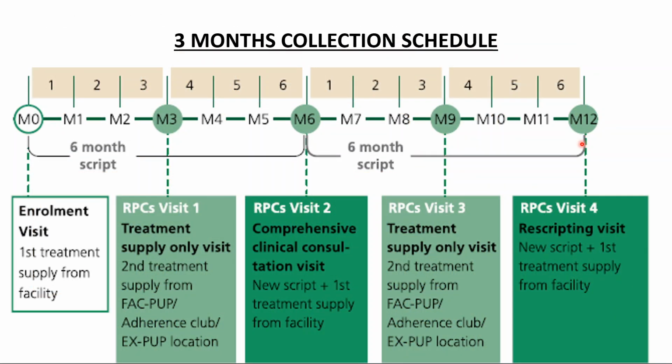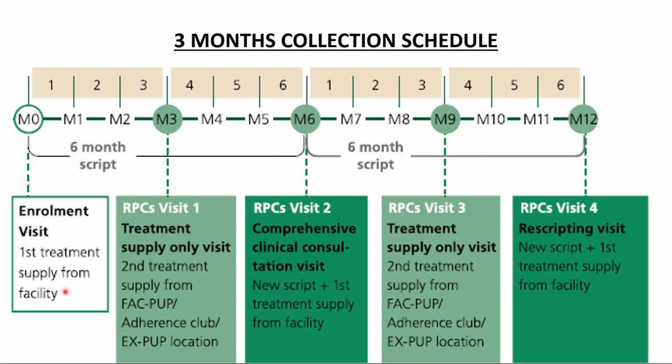Let's look at the 3 months one. Now that we have an option to let the patient collect every 3 months instead of every 2 months, it's the same. These are the months that the patient is collecting. Month 0, we have not issued anything, and it is a cycle of up until 12. The script is still valid for 6 months.